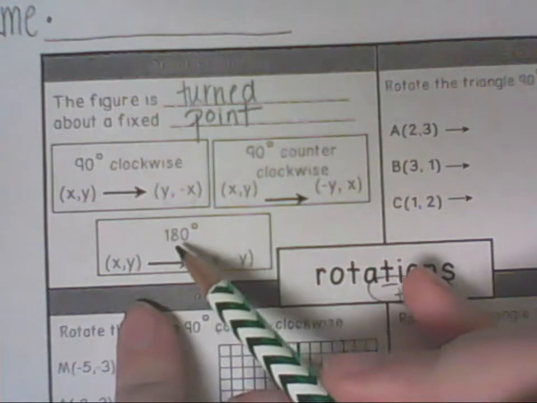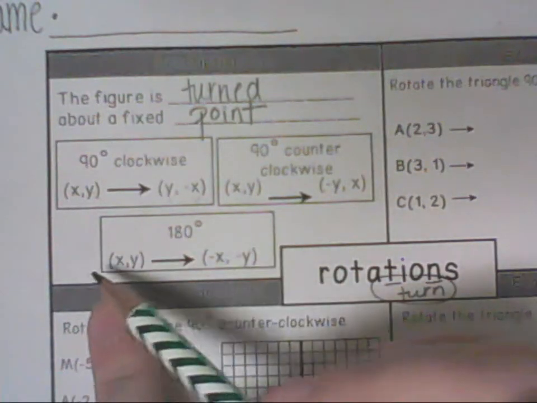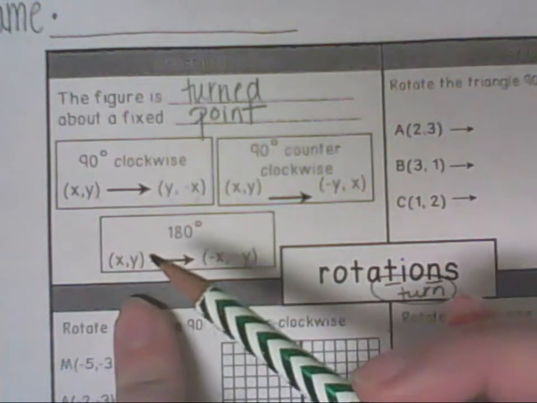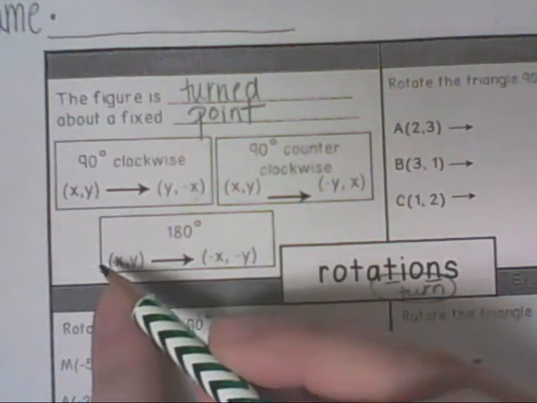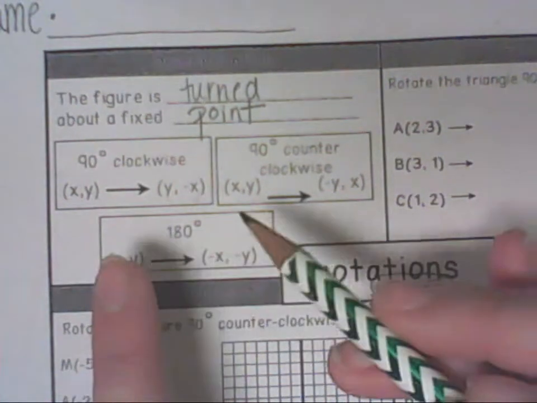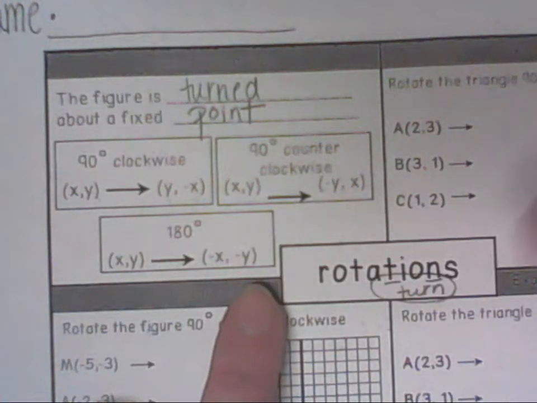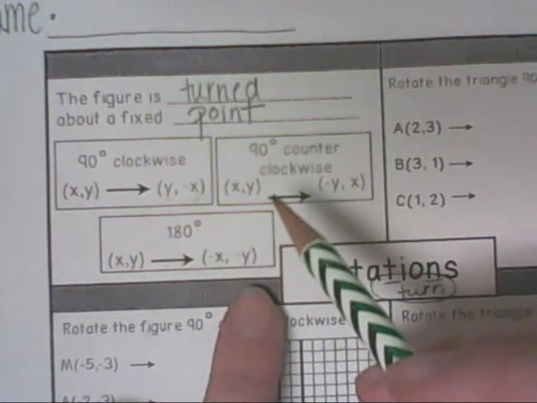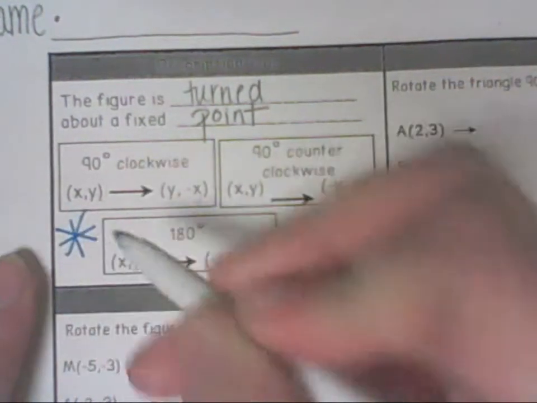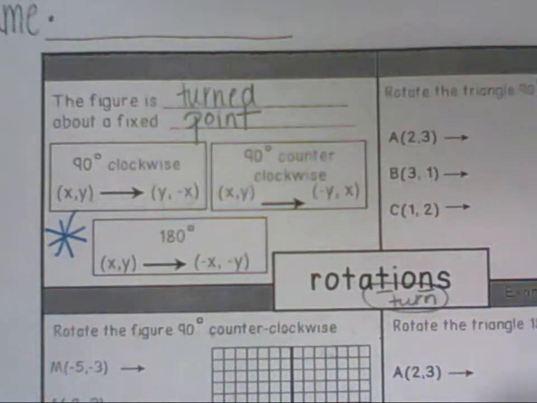Now let's take a look at the next one. 180 degrees. So if it goes completely 180 degrees, we have not just (x, y) now, we have the opposite of the original X and the opposite of the original Y. Okay, and I know that's a lot to take in, okay, but just make yourself a little star and you're going to have to memorize those. Okay, so let's try the first one.